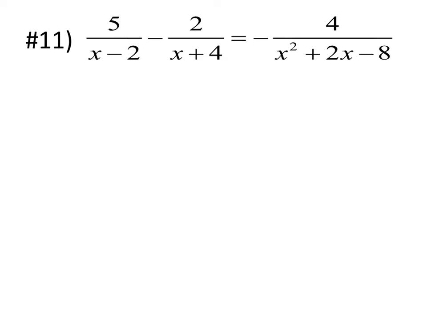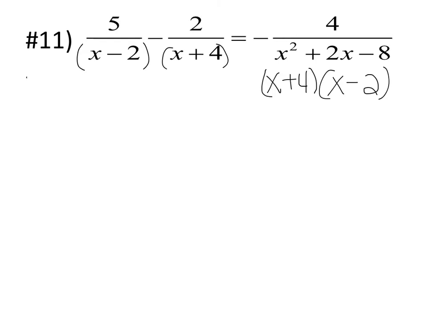Okay, so for number 11, the first thing you need to do is put parentheses around these, and then you're going to need to factor this last one. So you've got x and x, plus and minus, factors of 8 that give you 2 are 4 and 2.